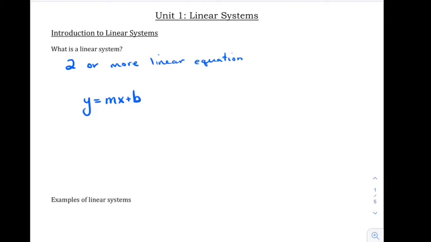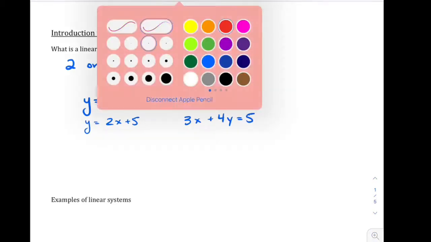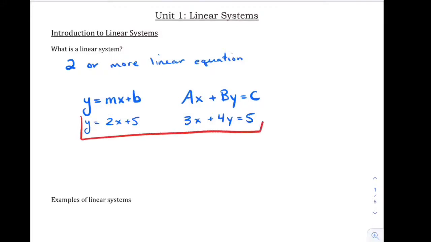And remember, linear equations don't always have to be written as y is equal to mx plus b. There's also the standard form, which was ax plus by is equal to c, where a, b, and c were numbers. So an example would be y is equal to 2x plus 5, and maybe 3x plus 4y is equal to 5, something like that. So these are linear equations, and a linear system is two of them. This is a linear system. That's what we're going to be working with in the first chapter.